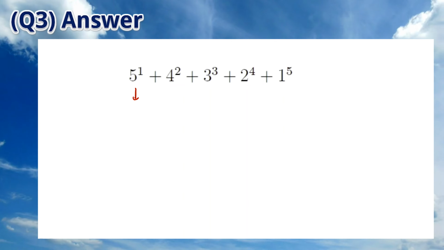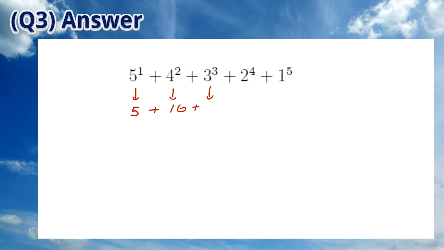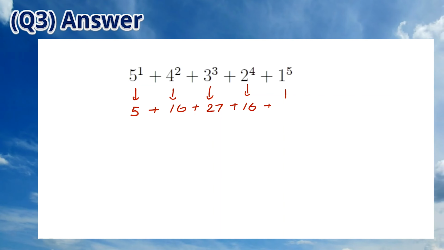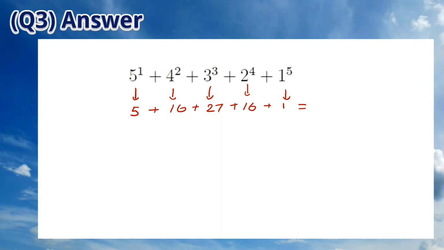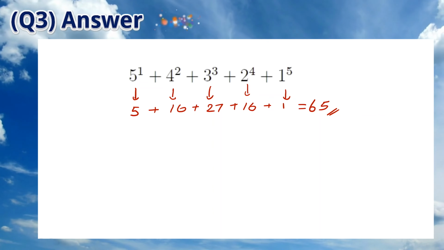Five to the power of 1 is 5, 4 squared is 16, 3 cubed is 27, 2 to the power of 4 is 16, and 1 to the power of 5 is 1. We can add this up to get 65. This means that the answer is E.